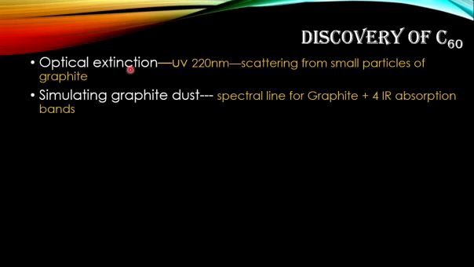So people thought of simulating the same atmosphere in the lab. They simulated the graphite dust in the lab, and what they observed is that the spectral line, or the absorption line, for graphite, as mentioned by the astronomers, was noticed in the lab as well. But together with that, the people also got 4 other absorption bands in the infrared range. So they were curious to know why these 4 extra peaks are coming up.